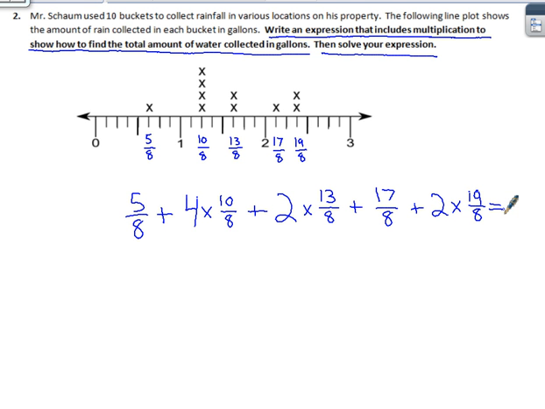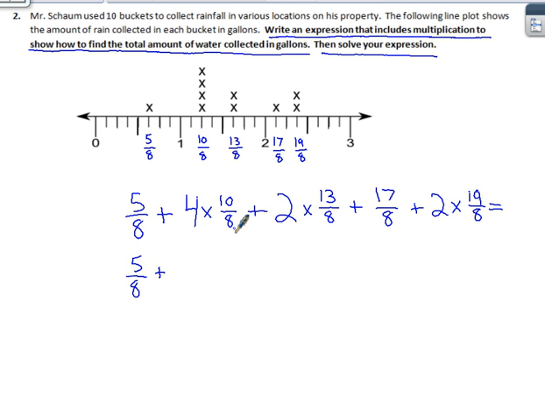Now what we need to do next is to start with our multiplication. We're going to start here with this 4 times 10/8. But I can't just get rid of this 5/8, so I'm just going to bring it down, 5/8. Here I need to do the 4 times 10/8. Remember how we were doing it in the first step? We did 4 times 10 above 8.